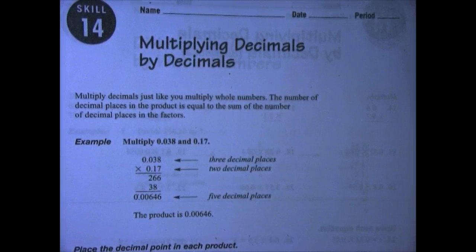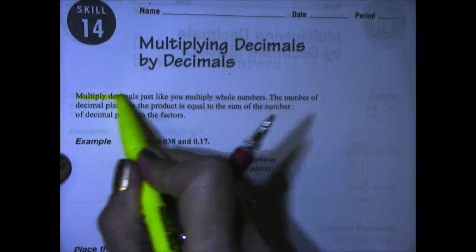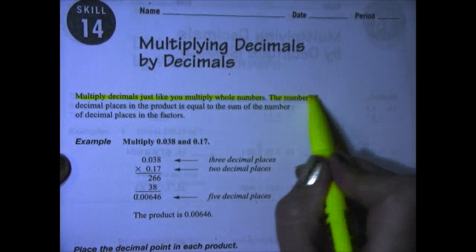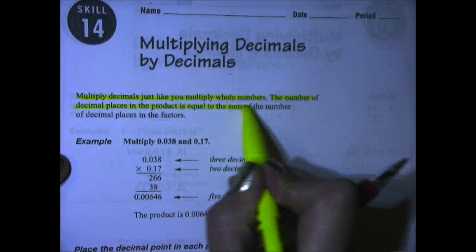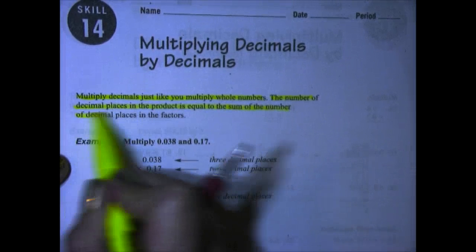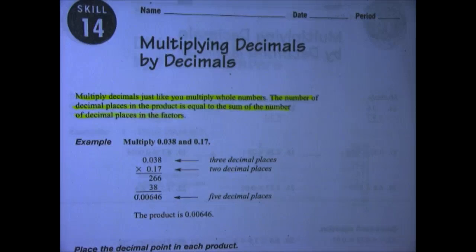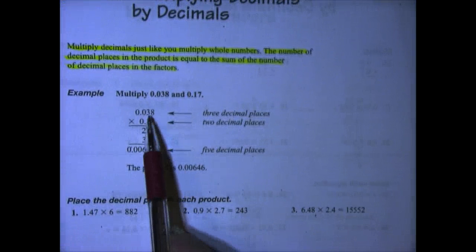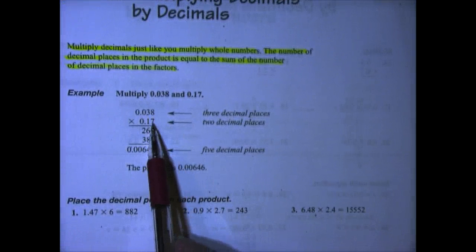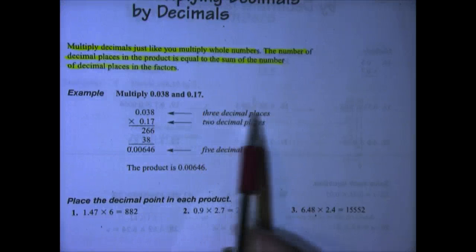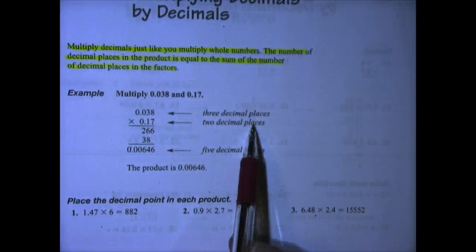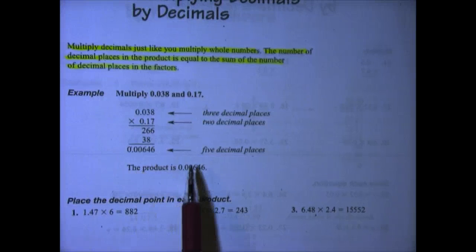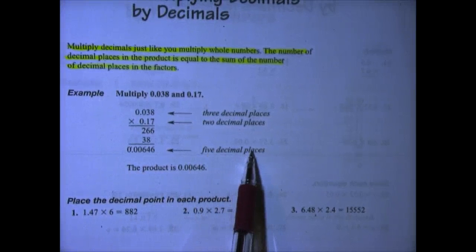When you multiply decimals by decimals, you multiply them just like you multiply whole numbers. The number of decimal places in the product is equal to the sum of the number of decimal places in the factors. So if we look at multiplying 38 1,000ths times 17 100ths, we have 3 decimal places here, we have 2 decimal places here, so when we multiply it all out, we have 5 decimal places in the product.